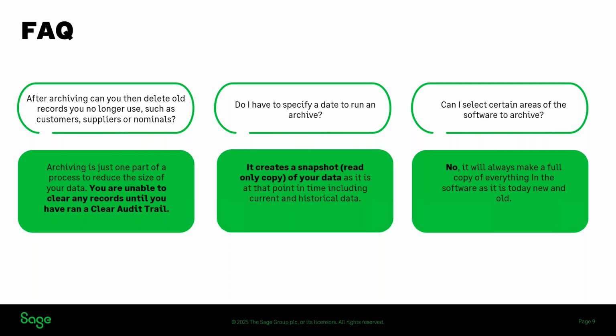Do I have to specify a date to run an archive? It creates a snapshot, so a read-only copy, of your data as it is at that point in time, including current and historical data. So you can't specify a date that you run the archive. It will just literally take a photograph of everything that's in your software and create a compressed file. Can I select certain areas of the software to archive? No, it will always make a full copy of everything in the software as it is today, new and old.